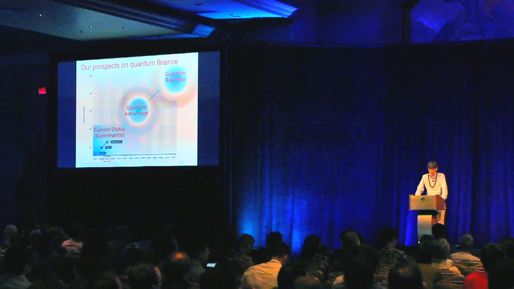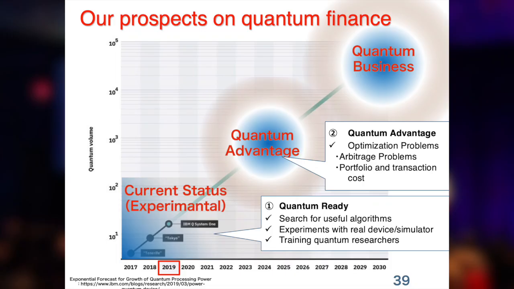So here I show you, as a function of the quantum volume, the Gambetta law. By, let's say, 2030, we think our algorithms will be useful, and some of them will be better than classical computing alone, so that it will influence business significantly.